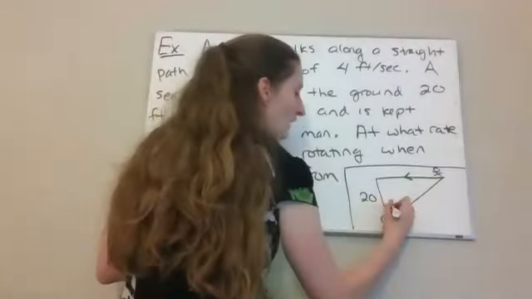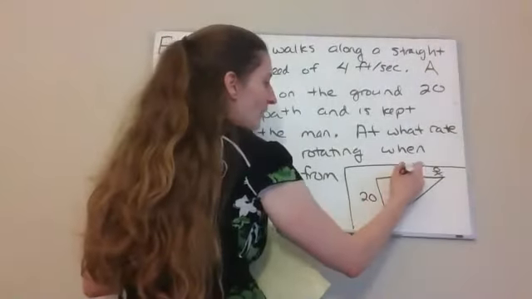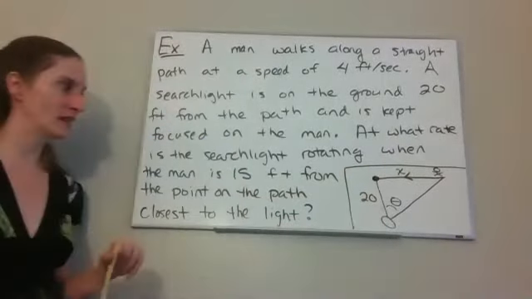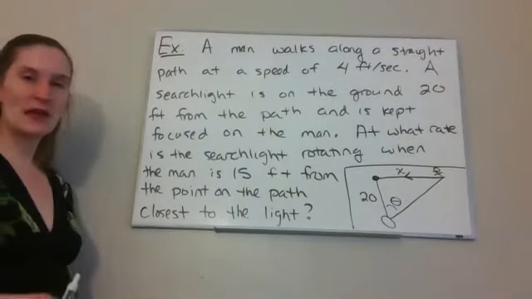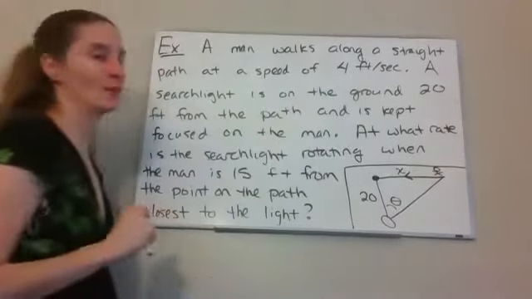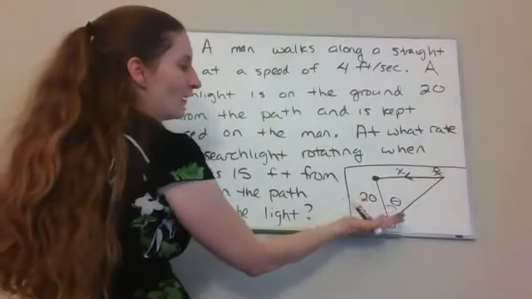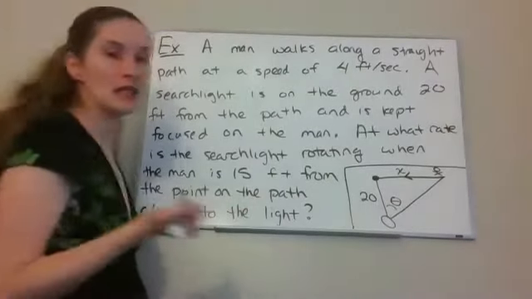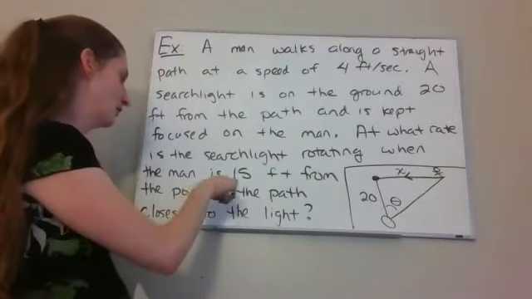So I'm going to call this angle here theta, and I'll call the distance the man is away from this point here x. So we know a few things. We know that dx/dt, the rate of the man, is 4 feet per second. I know this distance is 20, and I'm trying to find the rate at which this angle is changing. That's my rotation. So I want dθ/dt when my x happens to be equal to 15.